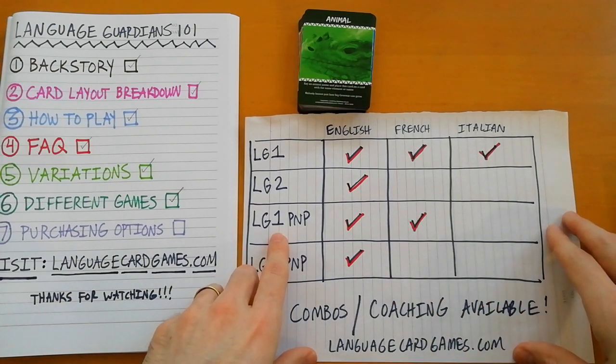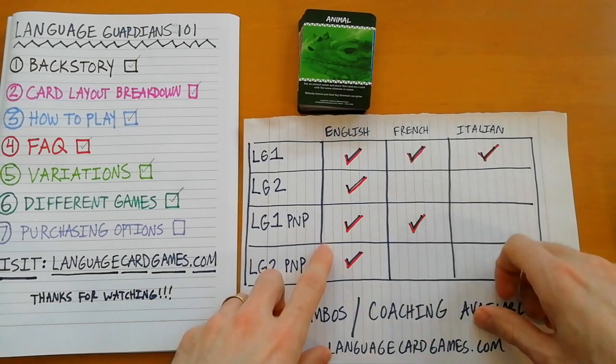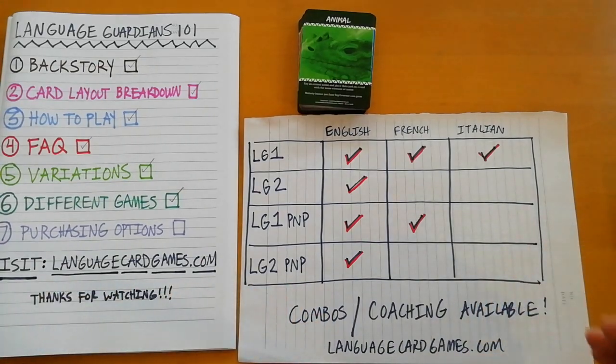Now, we have some other options too. You can download, print out this game, cut it out, and start playing within minutes. This is the print and play version. I call it a PNP. Language Guardians 1 Print and Play is currently available in English and French. And Language Guardians 2 Print and Play is available in English. And I have a print and play here to show you.